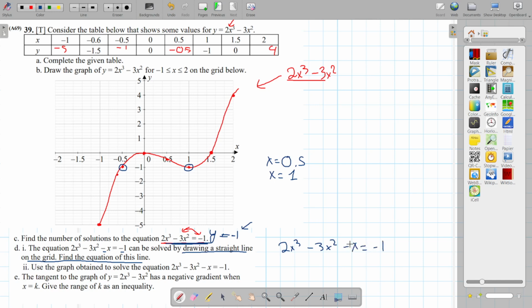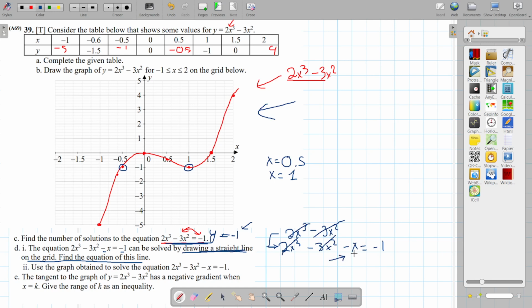Okay, and what I did is I looked at this, and then I looked at my original equation, which was 2x cubed minus 3x squared. This is my original one. Because when they're saying draw a straight line and they don't tell you what straight line to draw, you have to figure it out. This is how I solved it. I took minus 3x squared, I cancelled it with each other. 2x cubed, I cancelled with each other. I'm left with minus x equals -1.